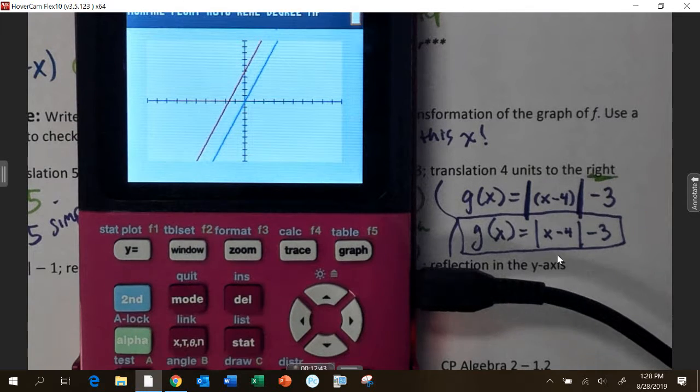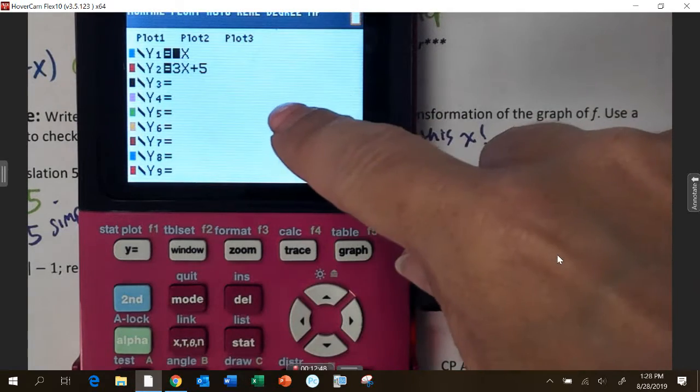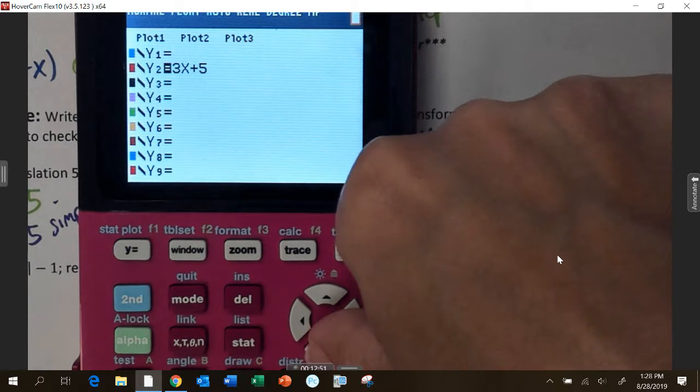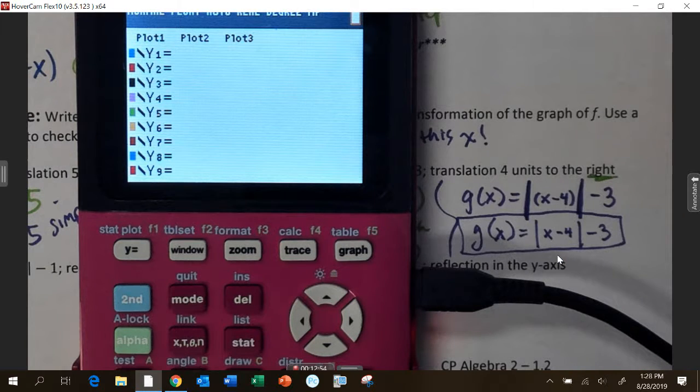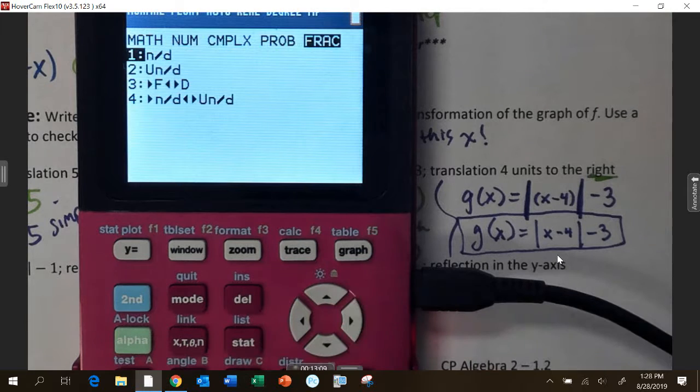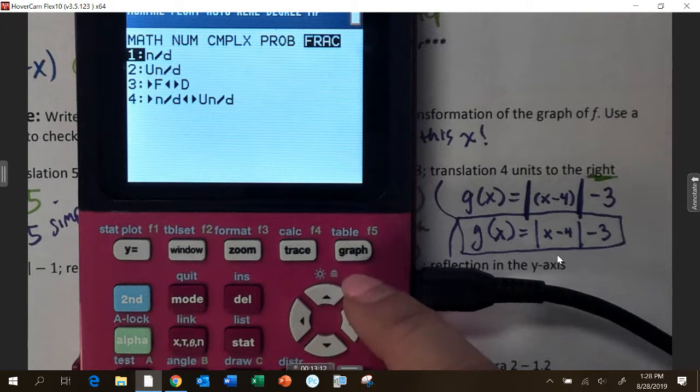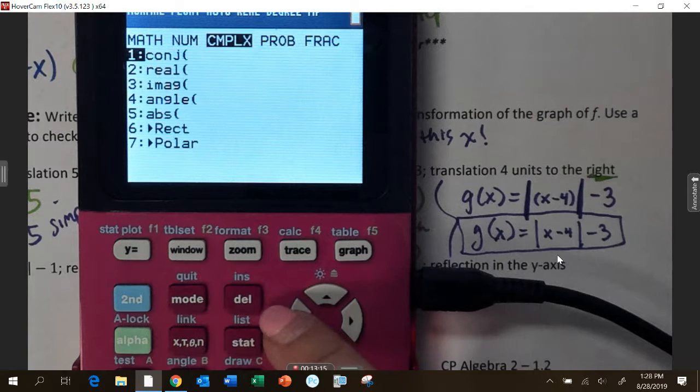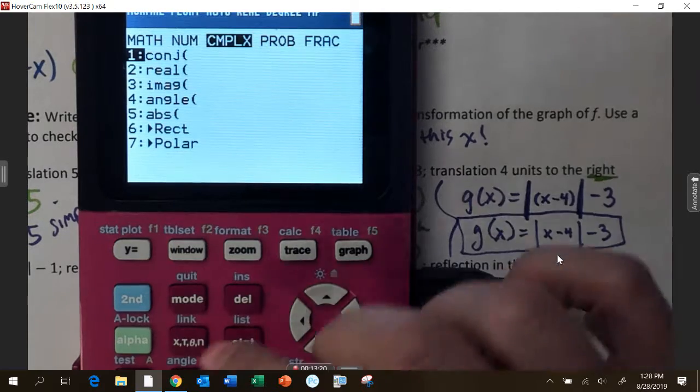So to graph anything, where do you think I should go? Y equals. Do I need 3x and 3x plus 5? No. So I clear. Now I need absolute value. Absolute value is a little harder to find because it's not on the calculator standing out right there. I wonder if it's under math. Second trace? Oh, no, that's something else. Here it is. I will tell you, I didn't know where it was.